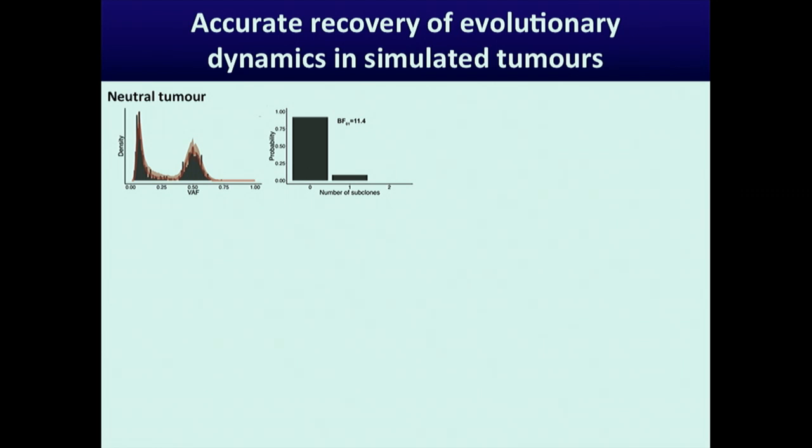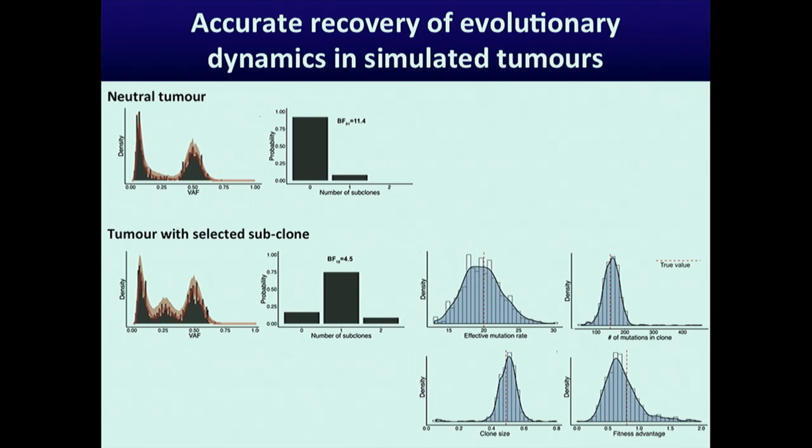And this is the posterior distribution for the number of selected subclones that are likely to exist in this tumour. And you can see the inference technique gets the answer right. Here it predicts that the maximum probability is for there being no selected subclones in this tumour. It's neutrally evolving. And so this is an example where there is one selected subclone. You can see this additional peak in the variant allele frequency distribution. And this is the posterior estimate of the number of subclones. And you can see again the inference technique gets the answer right. And importantly, it also measures the other parameters that we're interested in correctly too.